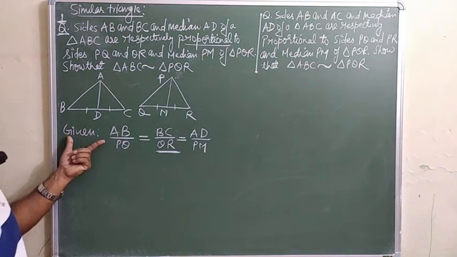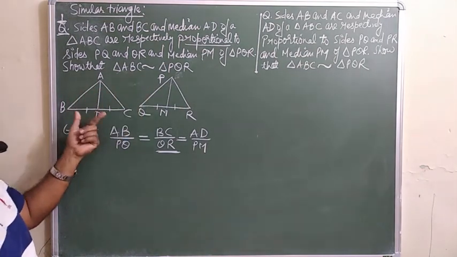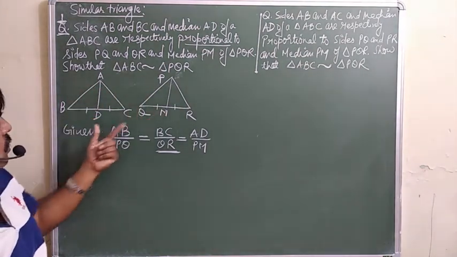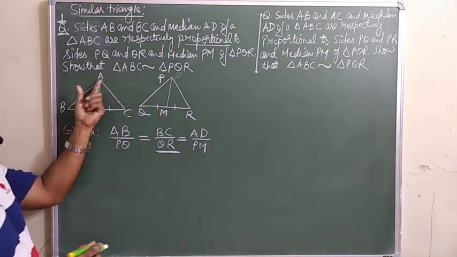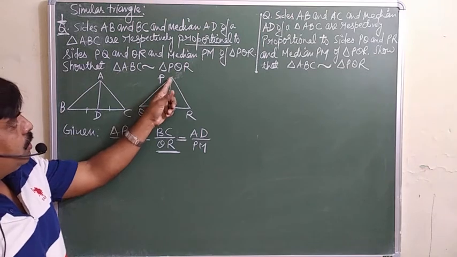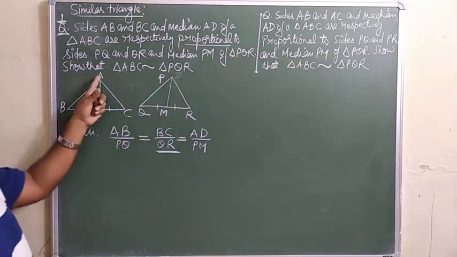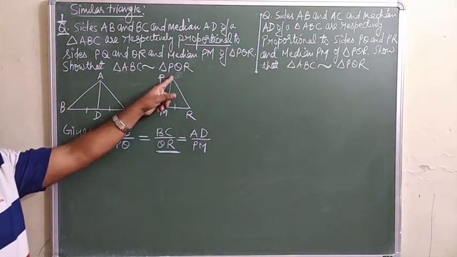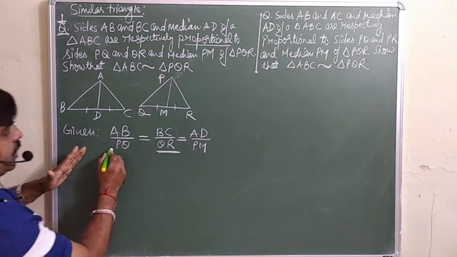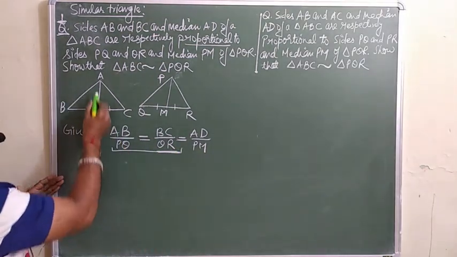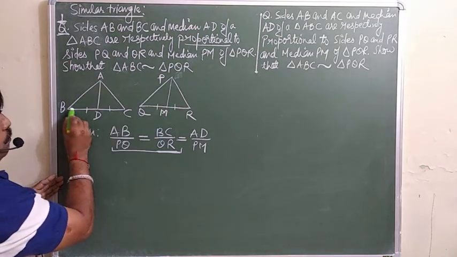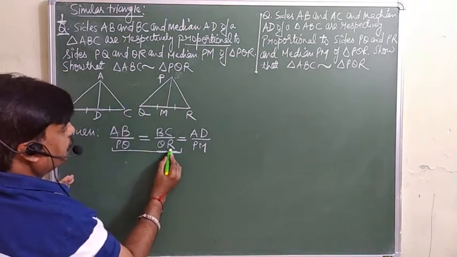So this is the information given: AB over PQ is equal to BC over QR is equal to AD over PM. And we want to prove triangle ABC similar to triangle PQR. It means, look at here now, this information is already given: AB over PQ and BC over QR.